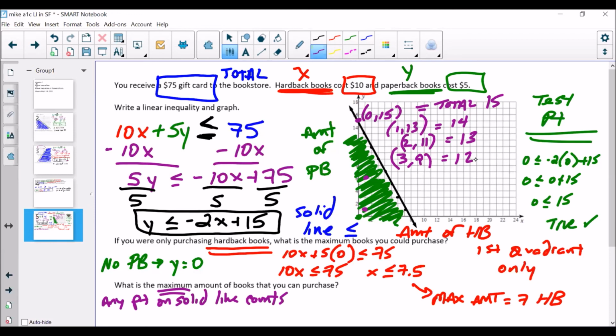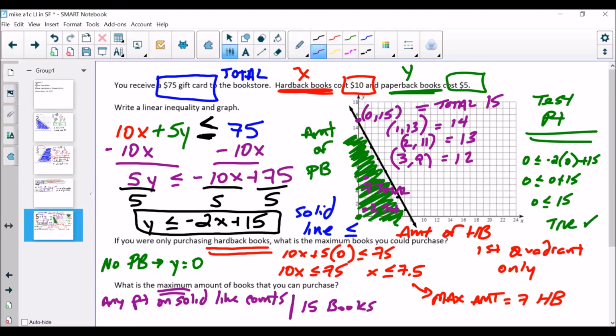So, as we would continue to go, the numbers would continue to go down, and there's no way anything in this green shaded region, like here, we talked about 1, 1 being a possible answer, but that's only 2 books total. We talked about 1, 6 being a possible answer, but that's only 7 books total. So if we're looking for a maximum amount here, the largest amount of books possible would be 15 books.